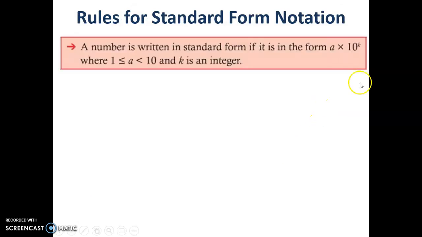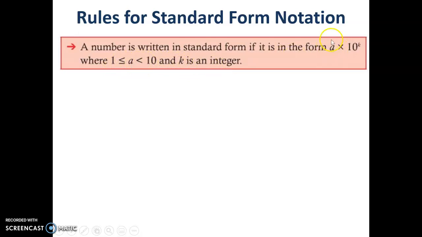Here's the first rule, and you'll often see exactly this written on IB exam questions. It says: give your answer, or a number written in standard form, is written like this: a times 10 to the k, where a is between 1 and 10, that's what this means, and k is an integer. So let's break that down.